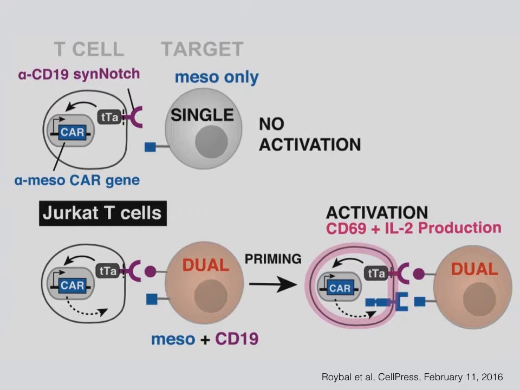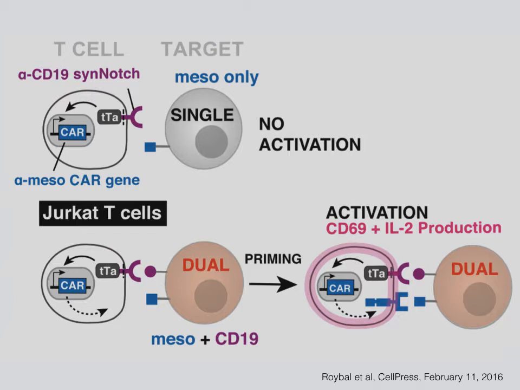When the engineered T cell was cultured with mesothelin only, no activation of the alpha mesothelin gene was observed. However, in the presence of dual antigen that has mesothelin and CD19 with the Jurkat T cell, it has been observed that the binding of CD19 to the synNotch CD19 receptor triggered the transcription of the alpha mesothelin gene. So the activation of transcription leads to the formation of alpha mesothelin CAR that can bind mesothelin.